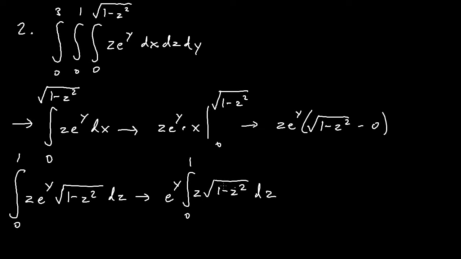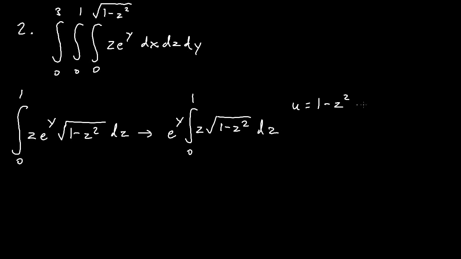Now this is just a u substitution problem. So I'm going to set u equal to 1 minus z squared. Then du, the derivative of 1 minus z squared, is going to be equal to negative 2z dz, so we derive with respect to z. And if I isolate dz, it's going to equal du over negative 2z.